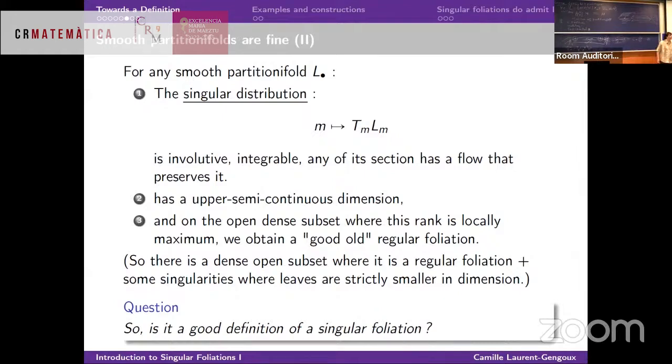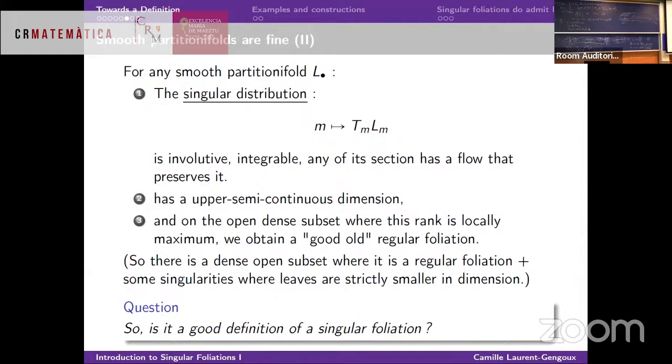And because you have that, when you have something valued in integers which is upper semi-continuous, look at the points where it's a local maximum. That's an open subset, which is always dense. Sorry, this was very badly said. Let me say it again. Smoothness implies that the map from M to the dimension of TML_M is upper semi-continuous, which means that there's an open dense subset where it is constant. Okay, it's constant, so what do you get?